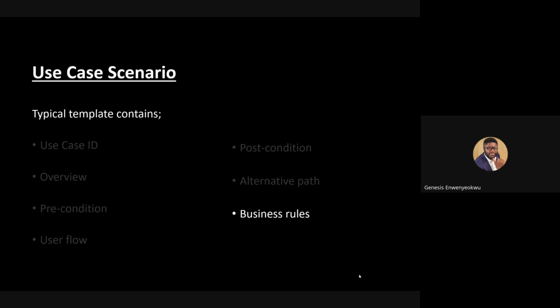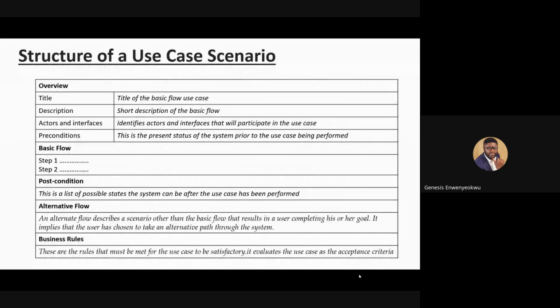Business rules are a set of conditions that need to be met, that need to be satisfied for that use case to be functional. So you need to set rules or conditions for your use cases. And it is also called an acceptance criteria. Now let's look at the structure itself, how it looks.